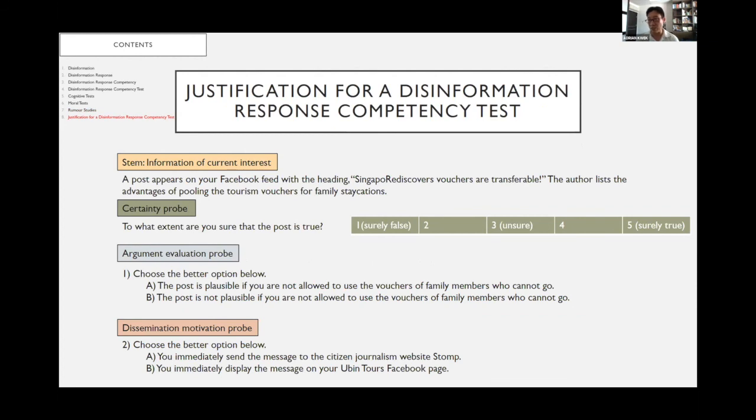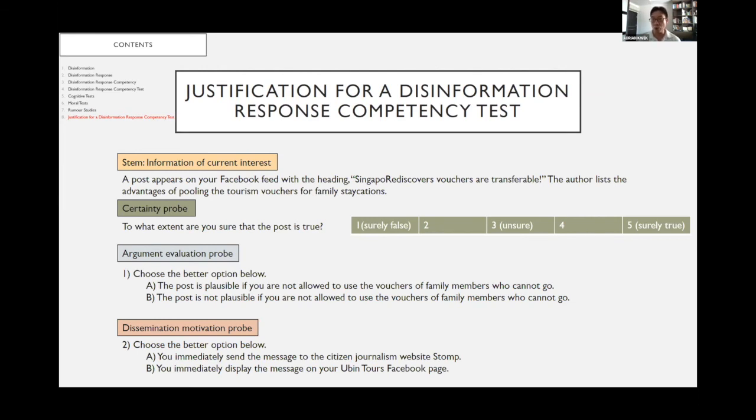So where does this lead us? This leads us to the form of a test item. Here's an example of a test item. It consists of the stem, which gives you a scenario. The scenario here is a post that appears on your Facebook feed with the heading "Singapore rediscovers vouchers are transferable." The author lists the advantages of pooling the tourism vouchers for family staycation. This is followed by three different items.